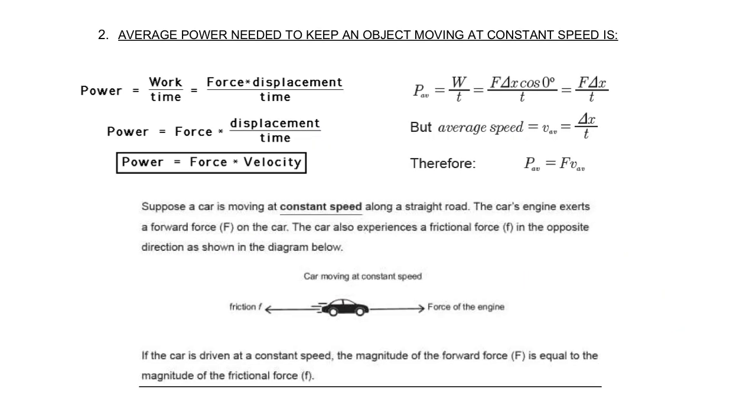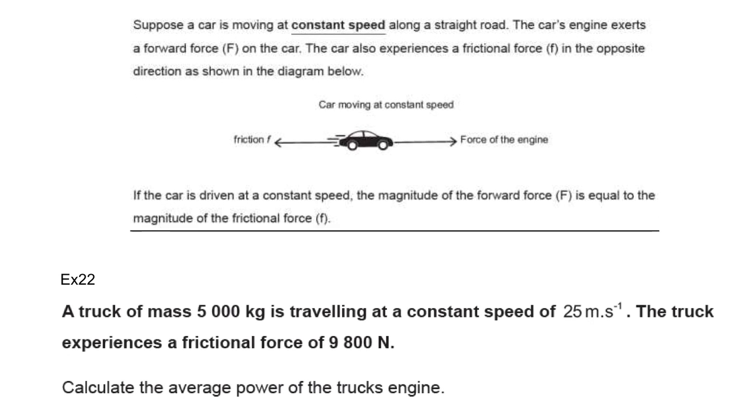All right, the first thing was what is power, and the second thing here is they want to know what is the average power needed to keep an object moving at a constant speed. Right, so let's have a look here. We'll get back to the formulas, but suppose a car is moving at a constant speed along a straight road. The car's engine exerts a forward force on the car. The car also experiences a frictional force of opposite direction in the diagram below.